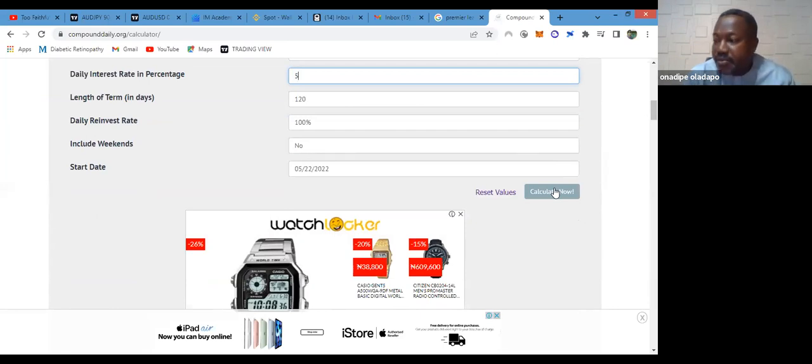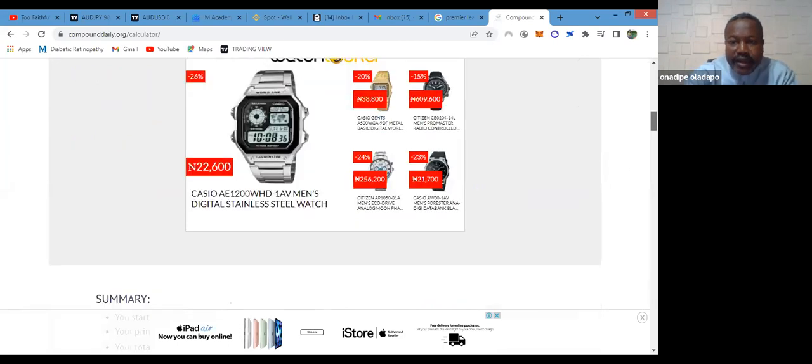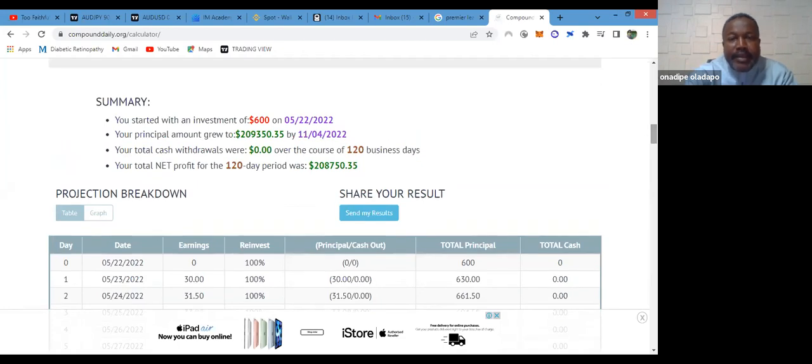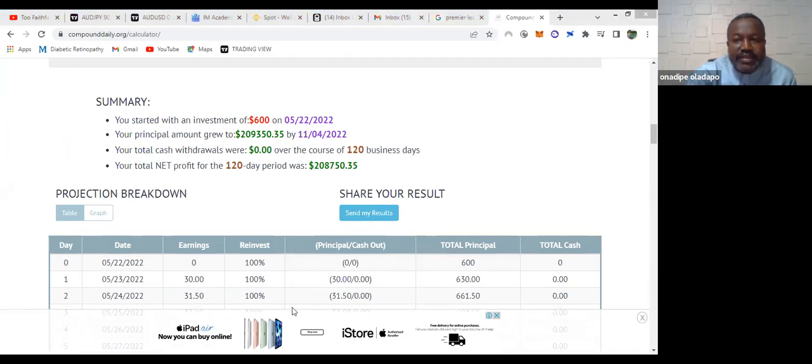Let's see what can happen to that person's account. Ladies and gentlemen, for the smart trading, how many figures can you see there? Awesome.